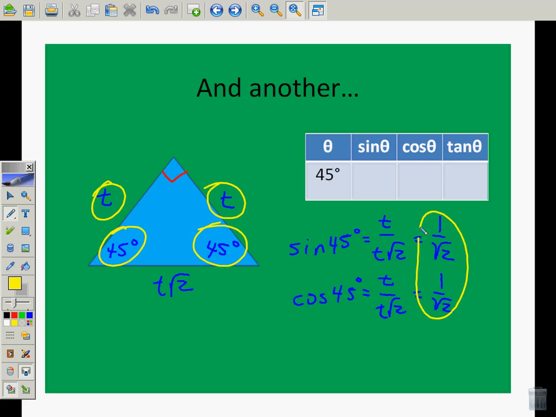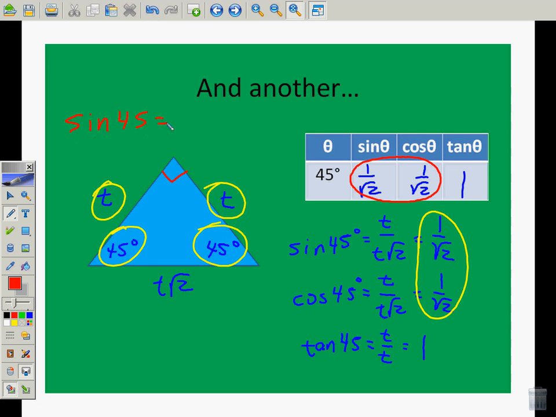Tangent of 45 is opposite over adjacent. Okay? So when I fill this in, I've got 1 over square root of 2. 1 over square root of 2. I've got 1 here. Okay? Beautiful things. Notice these are cofunctions also because 45 is a cofunction of itself. So the sine and the cosine are the same because 45 is equal to 45. So the sine of 45 is equal to the cosine of 45. These are cofunctions here.